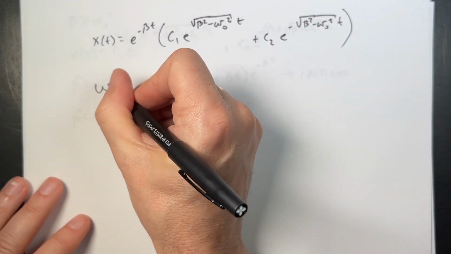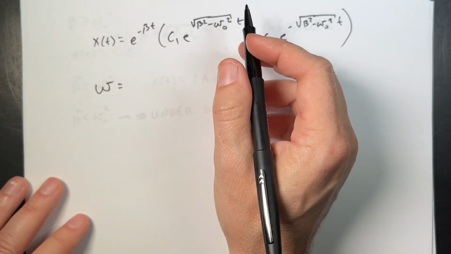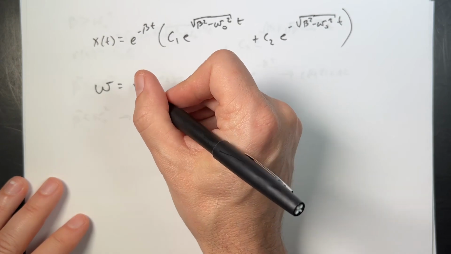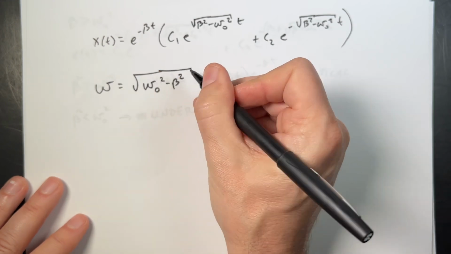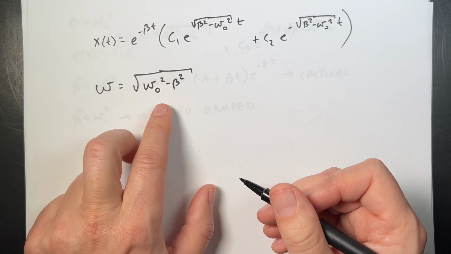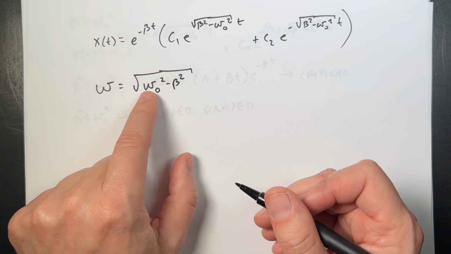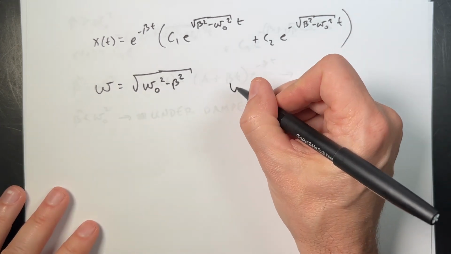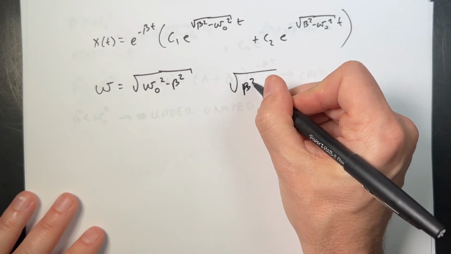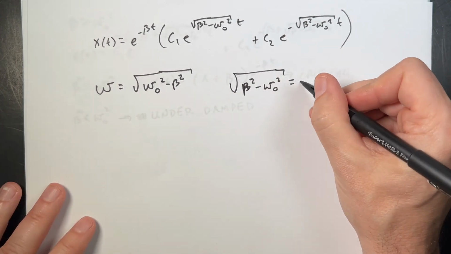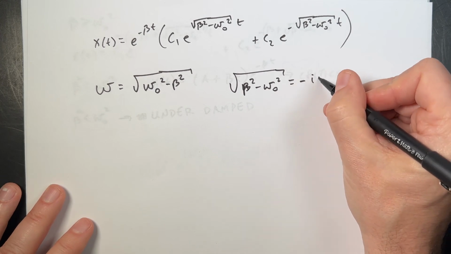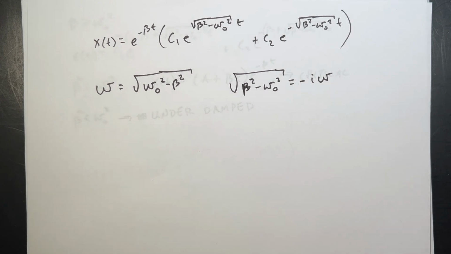So let's say omega is the square root of omega naught squared minus beta squared. So it's a positive number. If I flip the order and beta squared is less than omega naught squared, then this is going to be a positive number. But that means that the square root of beta squared minus omega naught squared is going to be equal to the opposite, which is I omega.